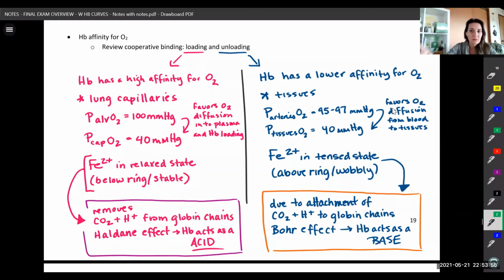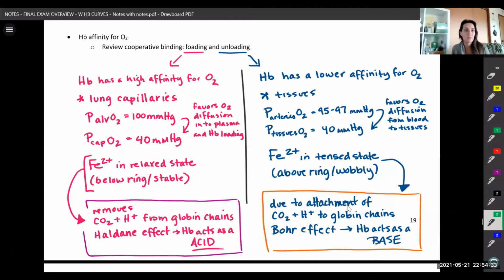And that oxygen is being released during this time in this cooperative unbinding or unloading process, because hemoglobin now has lower affinity for that oxygen. And that decreased affinity is occurring because here at the tissues, we have CO2 and hydrogen ions beginning to attach to the globin chains, attached to those free histidines that are available. The hemoglobin is effectively taking hydrogen ions out of solution.